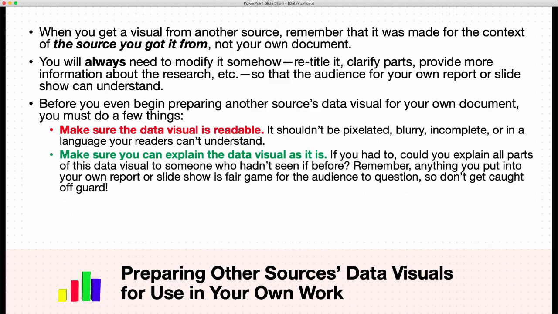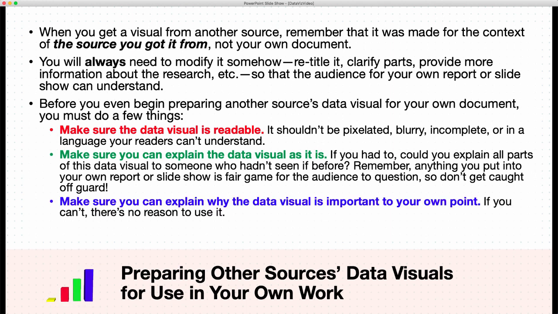And that goes to my next point. Make sure you can explain the data visual as it is. Can you explain it as it appears in someone else's document? If you had to, could you explain all the parts of it to someone who hadn't seen it before? Anything you put into your own report or slideshow is fair game for the audience to question, so don't get caught off guard. And make sure you can explain why the data visual is important to your own point. If you can't, there's no reason to use it.